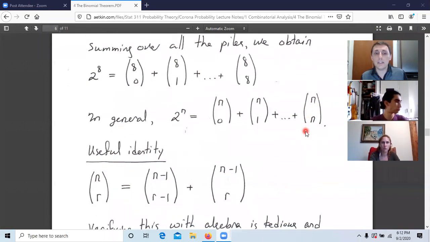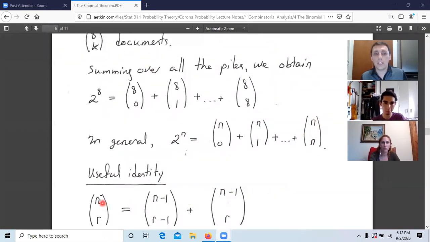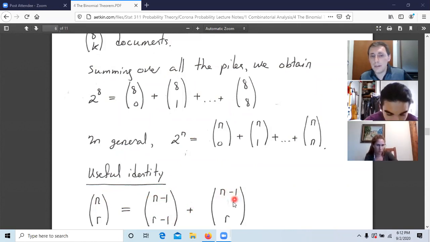Okay, and here is a useful identity. Let's see if you can figure out the story. Maybe it's kind of out of the blue. It's a bit difficult, but it ends up being true that n choose r equals n minus 1 choose r minus 1 plus n minus 1 choose r. Good.